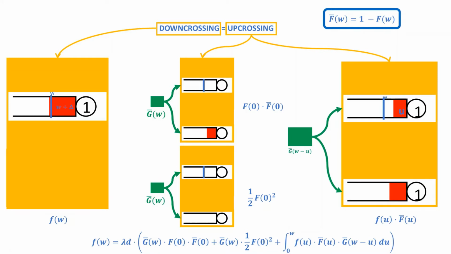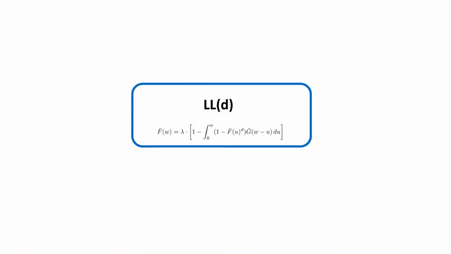Some basic calculus allows anyone to simplify the previously mentioned equation to an integral equation in which the only unknown quantity is F bar of W, the probability that the queue at the cavity has W or more work. This integral equation can easily be solved numerically, and we have answered our original question, because F bar of W is the probability that a queue has W or more work, and this can indeed be computed numerically.